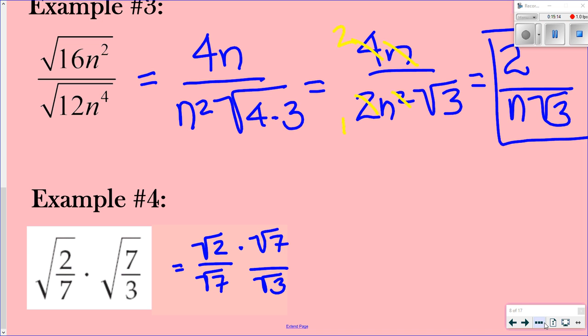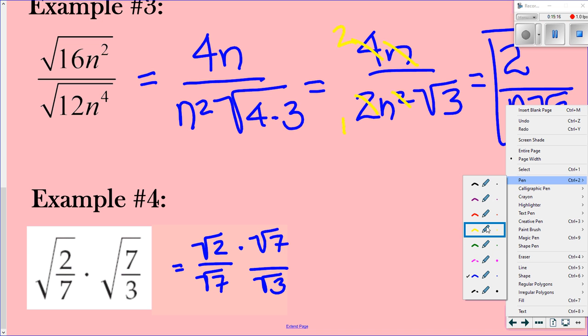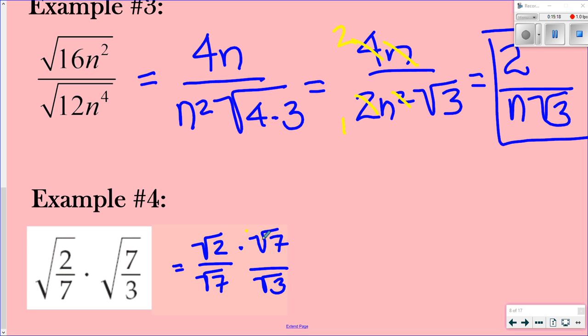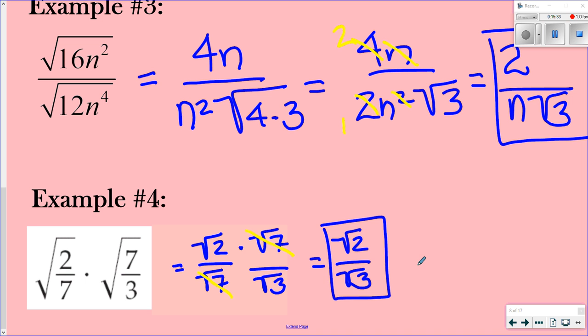Now, before you go any further, see what you can simplify or cancel out. There's a square root of 7 on top and bottom. You can cancel that out, and then what you're left with is going to be your answer, square root of 2 over square root of 3. And it's already a prime number. It's already simplified. That's it.